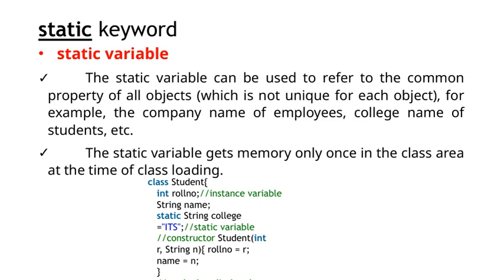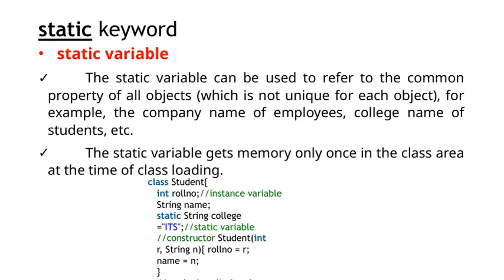Let's look at this example with a student class. Here, we have an instance variable for roll number and name, but the college name is a static variable. Notice that the static variable college is initialized directly within the class, outside of any method or constructor. In the constructor, we set the individual roll number and name for each student, but the college name remains the same for all students because it's static.